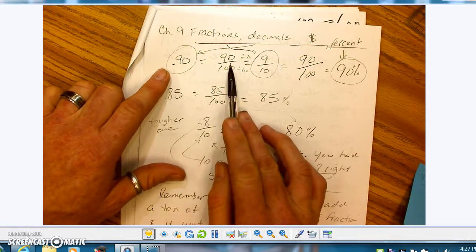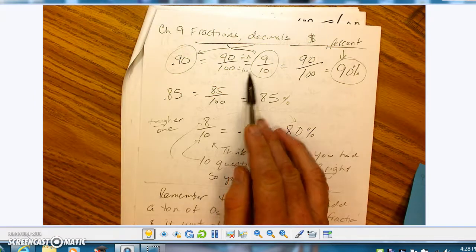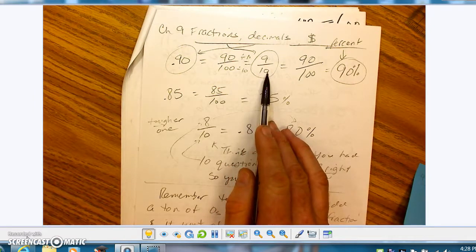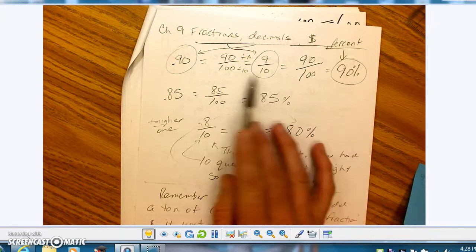0.90 is the same as saying 90/100. You could divide that by 10, and that brings you to 9/10, which is still equal to 90/100, which is your percent. That sounds kind of complicated, but it's not.